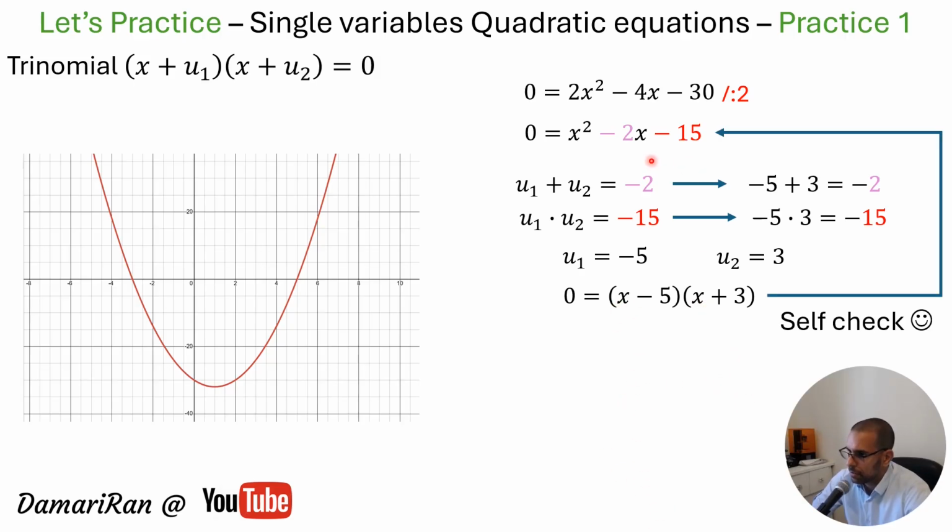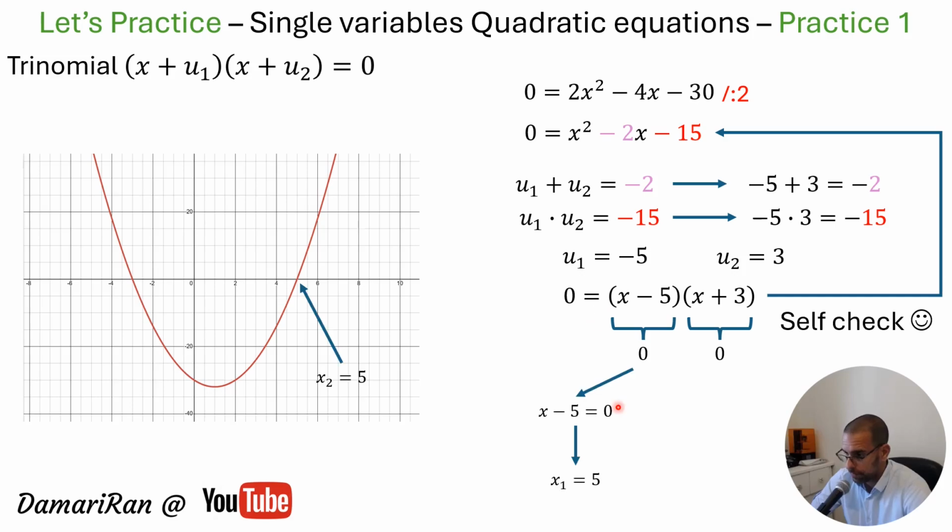x times x is x squared, check. Minus 5 times x plus x times 3 is minus 2x, check. Minus 5 times 3 is minus 15, check. So I got the right trinomial. That's great. Because it's a guess, right? We're guessing. Now, we have the demand that this factor must be equal to 0 or this factor must be equal to 0 in order for that equation to be true.